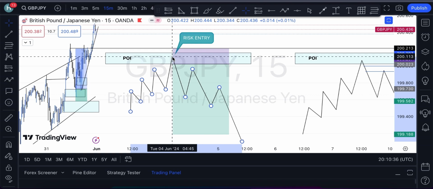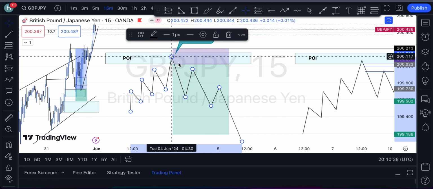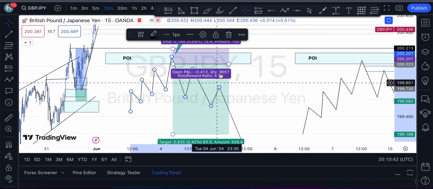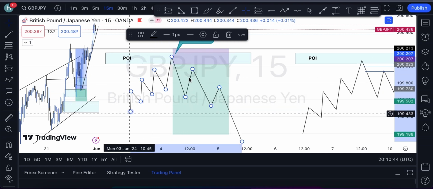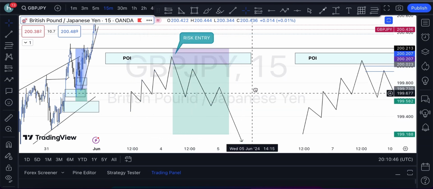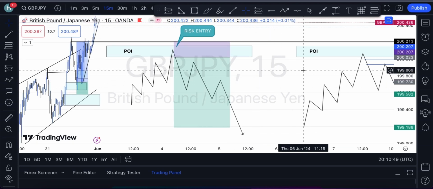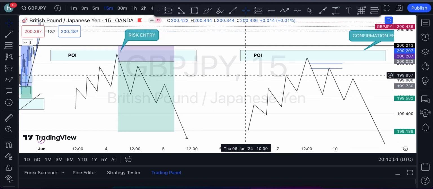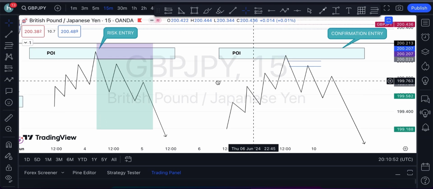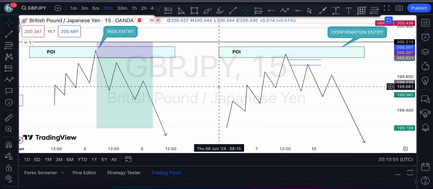But if price respected your point of interest, if price gets to the POI, it begins to sell. In this case that I'm demonstrating, I'm using a sell setup, and I'm going to be showing you the other kind of entry, which is called the confirmation entry.